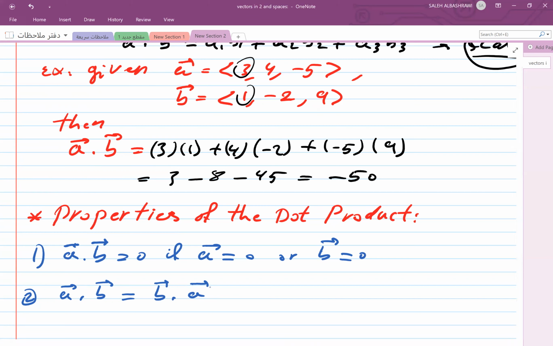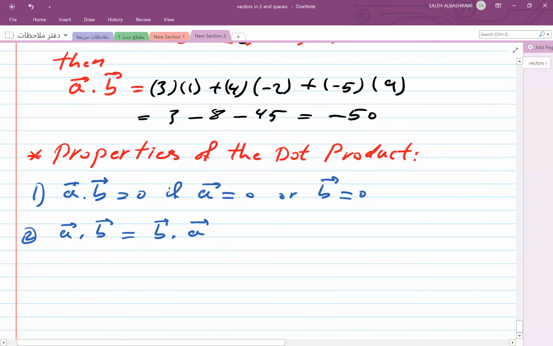For the first one, sometimes also we have another case for A dot B equal to 0, if A and B are orthogonal. So A dot B equal to 0 means that either A equal to 0, B equal to 0, or sometimes if they are orthogonal, and we will define this later on.